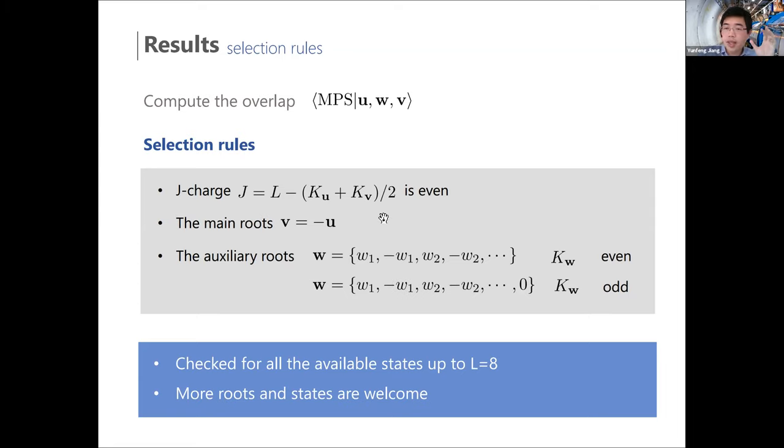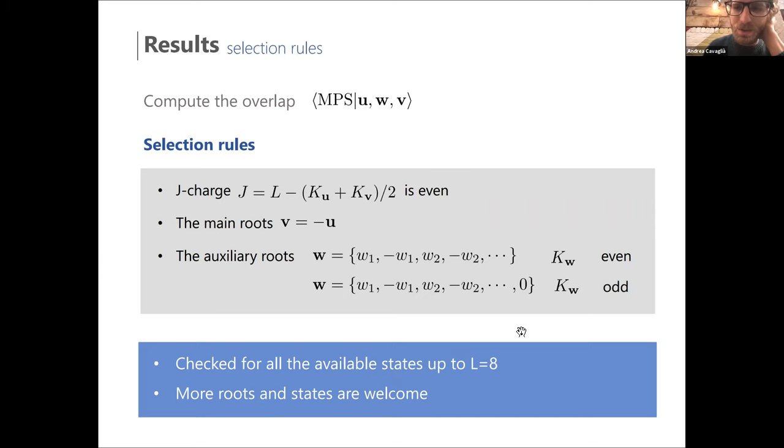So this kind of structure is very familiar in similar computations in N equals 4 Super Yang-Mills theory and in the quench problem. So we checked all these rules for all the available states up to L, the length, equal to 8. And of course, more checks are welcome. For that, we need to generate more states and perform this calculation. But with the data, we are more or less convinced that this should be the rule.